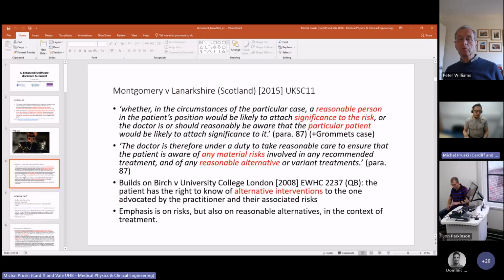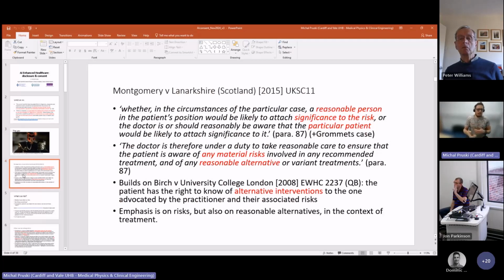So for example, if you have a musician and you're discussing with them putting in a grommet in their ear that has a small risk of infection, that has a risk of affecting their hearing, you might not necessarily disclose that risk to every patient, but you should to this specific patient because it's important for them.